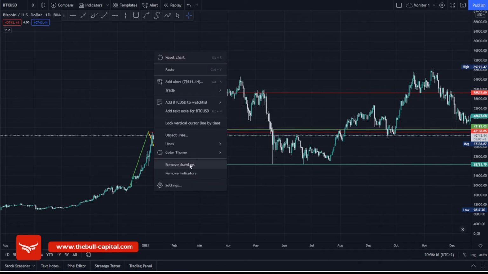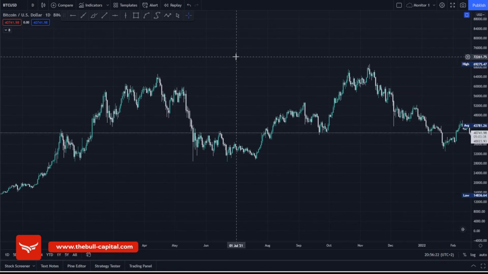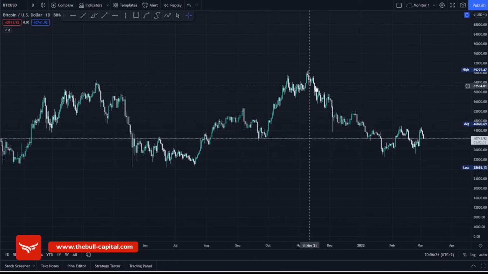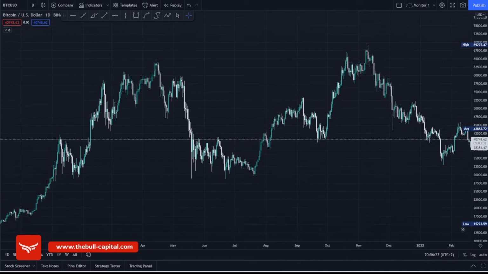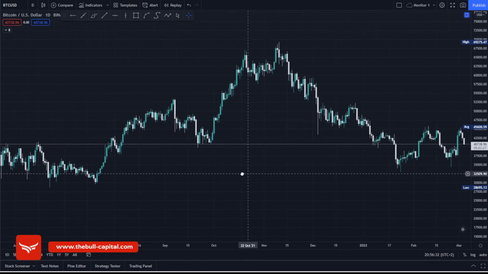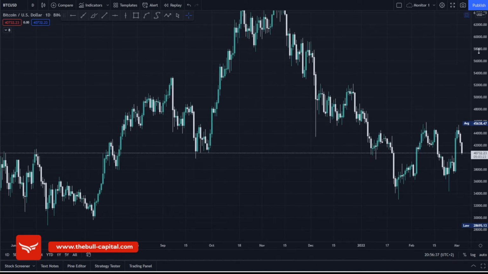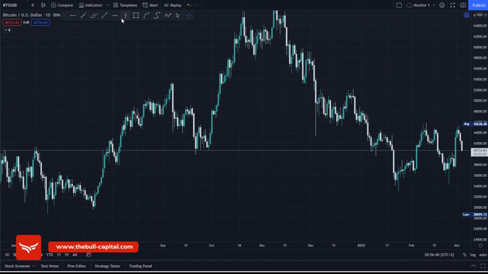I'm going to remove these drawings and let's draw a few more levels on daily. On daily we have multiple swings here actually. Let's start from this area. So we have a swing low. Let's start from here. So we have a swing low. Let's take a bigger swing.